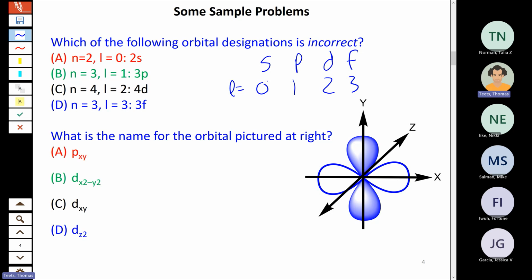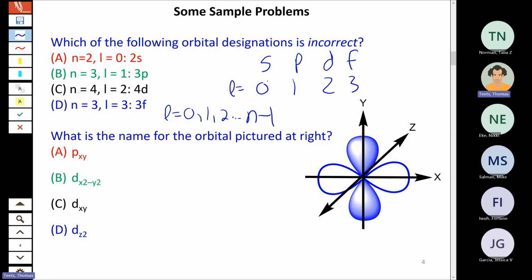But then what we also have to remember is that the values of L can only go up to n minus 1. So if we look at the first one here, n equals 2, L equals 0, that's an allowed pair because L can be 0, that's the smallest possible value, and that would correspond to 2s. S is L equals 0, so that one's fine. If we go to letter B here, n equals 3, L equals 1, that's an allowed combination. If n equals 3, L can be 0, 1, or 2. 3p would be correct for that. If we go to the letter C, n equals 4, L equals 2, that's also a fine combination. That would correspond to 4d, so nothing wrong there.